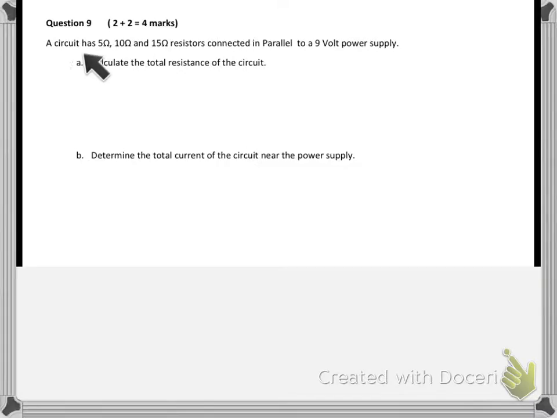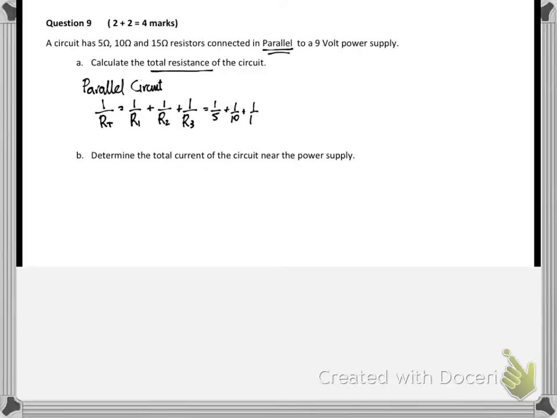Question 9. A circuit has 5 ohm, 10 ohm, and 15 ohm resistors connected in parallel to a 9-volt power supply. Calculate the total resistance of the circuit. So this time total resistance is found for parallel circuits, given by this relationship. So it's the reciprocal of each: 1 over R total is 1 over R1 plus 1 over R2 plus 1 over R3.